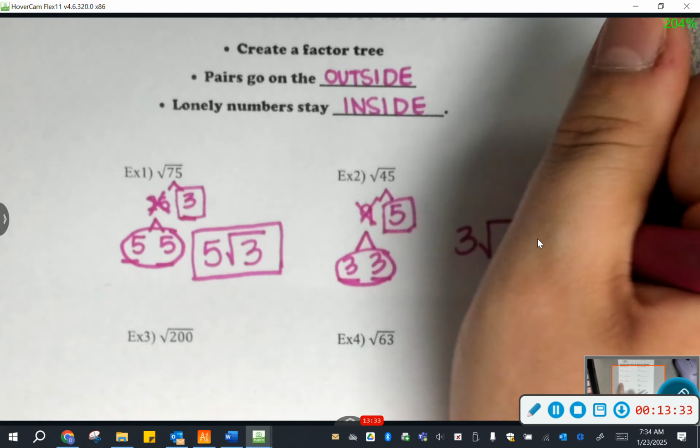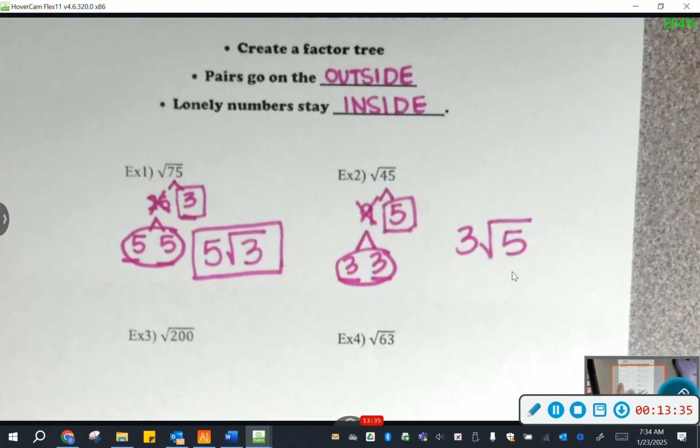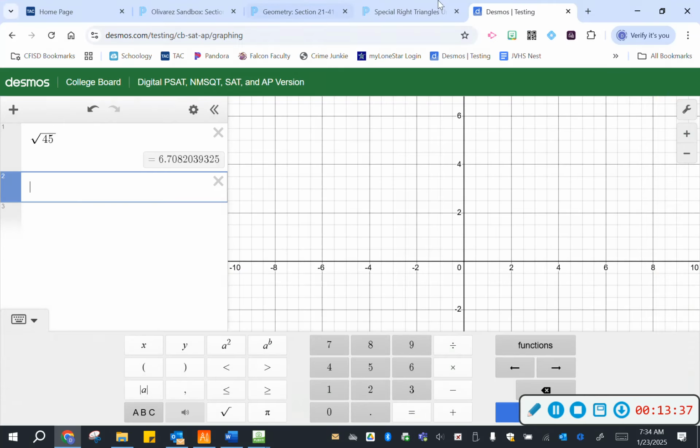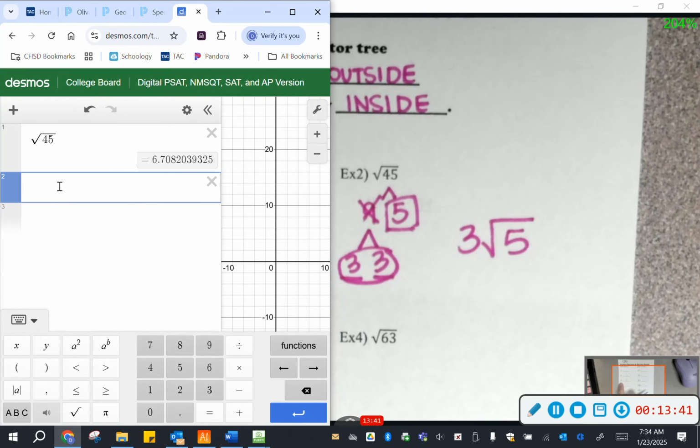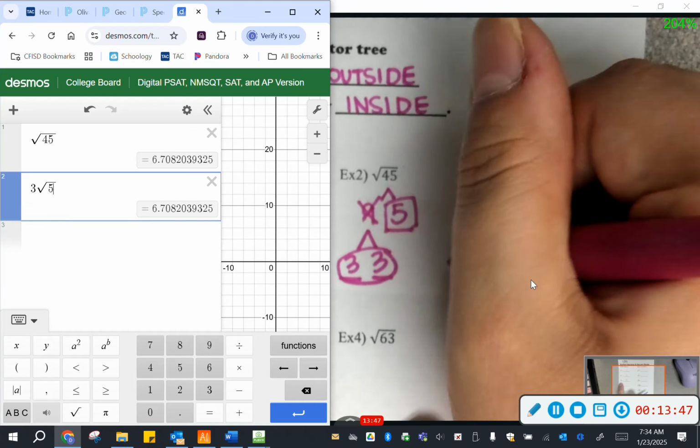The 5 goes inside. And before I box it as my answer, I'm going to check to make sure it is correct. So is 3 square root of 5 the same as the square root of 45? Yes. Now I can box it and move on.